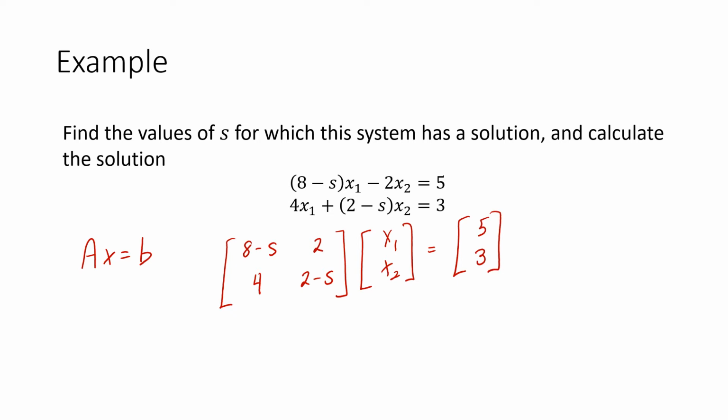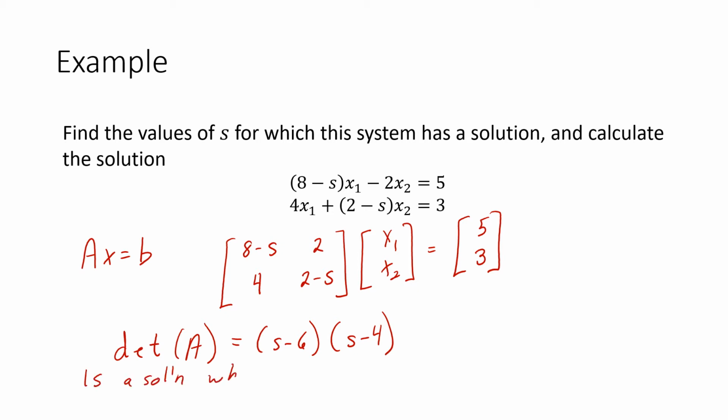Now, from an earlier lesson, you may recognize this matrix A. It was one that we had earlier. We figured out that the determinant of A is equal to s minus 6 times s minus 4. If you don't remember that, figure it out quickly. That gives us our determinant. So now we're being asked where it has a solution. There is a solution when s is not equal to 6 and s is not equal to 4.